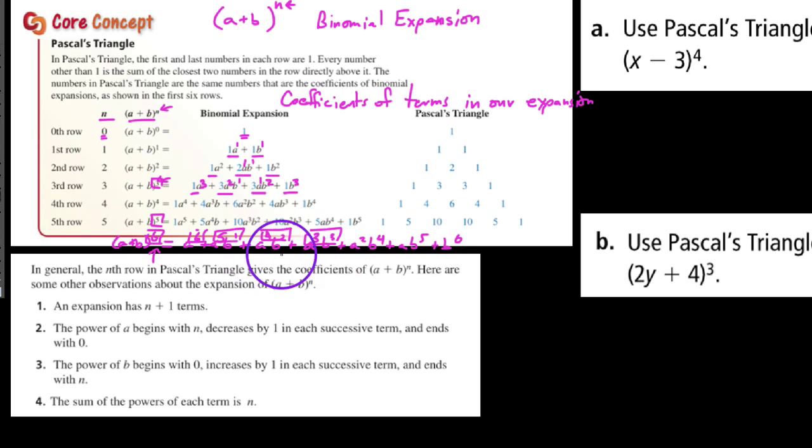So the only thing that's missing from this expression right here are the coefficients. And so the coefficients are told to us using this nifty little thing called Pascal's triangle.